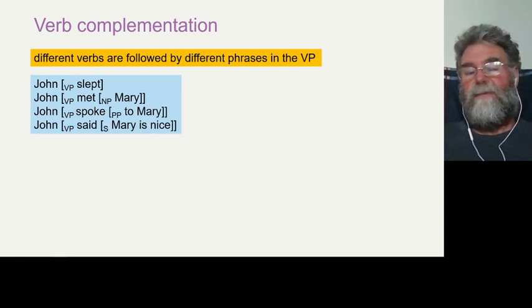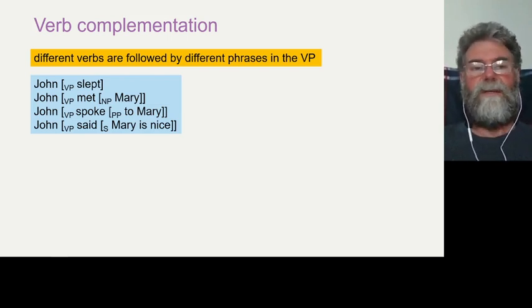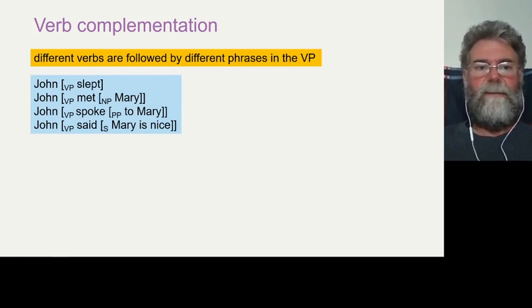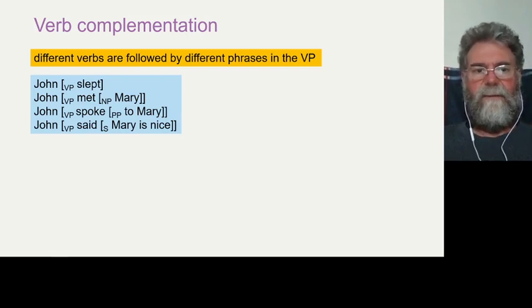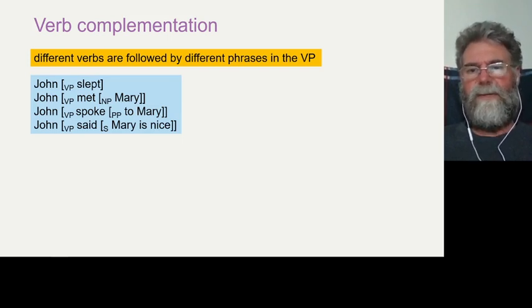Okay, with sleep we don't get anything necessarily to follow that verb at all. With meet we can have a nominal phrase, we can have an object. With speak we have a prepositional phrase, to Mary, and with say we get another sentence following the verb there. Mary is nice is obviously a sentence in itself. So different verbs seem to be followed by different elements inside this verb phrase.